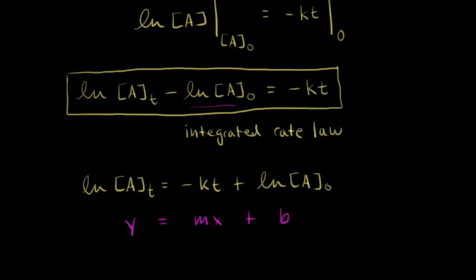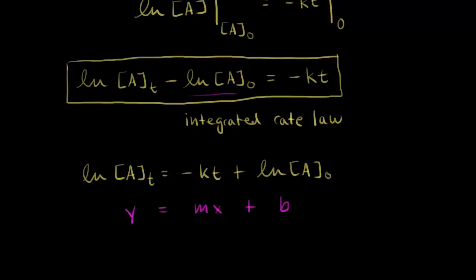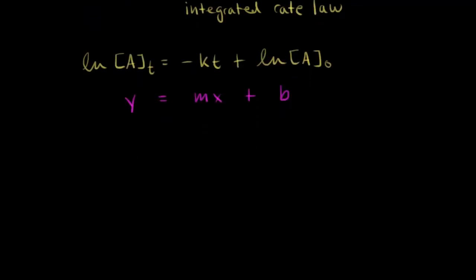So we know that y is equal to mx plus b is the graph of a straight line. And if you think about what you would need to graph here, you would put the natural log of A on your y-axis, and on your x-axis you would put time. And then we can see that m, which is the slope, would be equal to negative k, and b, of course, is your y-intercept. And so that should be the natural log of the initial concentration of A.